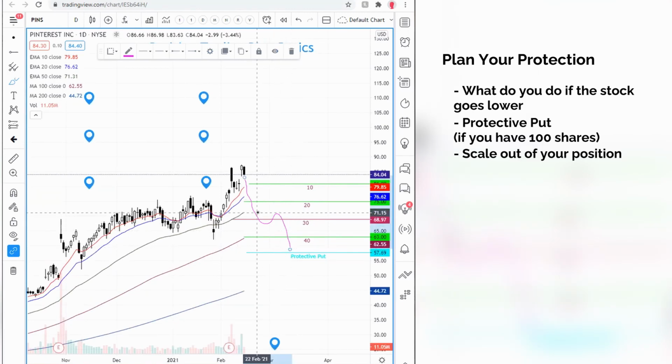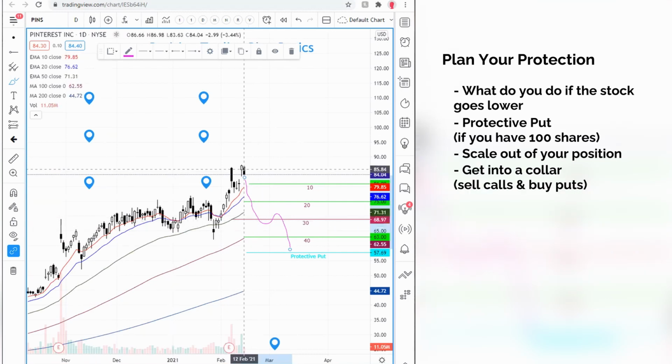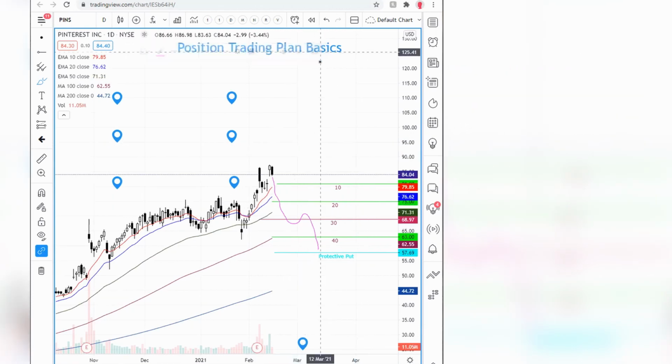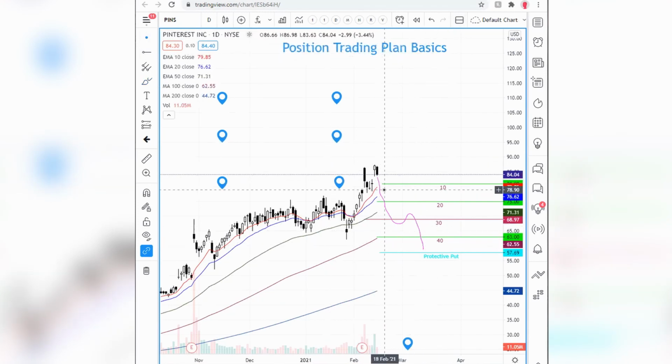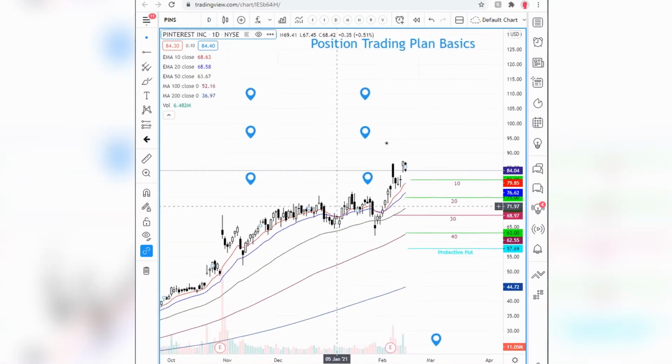Another thing you can do is get into a collar, so you can sell calls up high if you do have 100 shares, and you can buy puts, and that's going to be a collar. You're going to protect your position. You're not going to spend as much on your insurance as you would if you were just buying a protective put. And so you're going to want to plan where you get into your protection and how you're going to protect your position before you get into that.